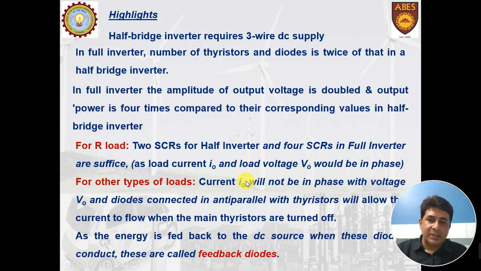So that is why I have written here that current I naught will not be in phase with voltage, and diodes which are connected in anti-parallel with these thyristors will allow the current to flow when the main thyristors are turned off, because main thyristors will be forcefully turned off. And if the main thyristors are turned off, the energy stored in the load is to be released. To provide a feedback path to that energy, these diodes are used. That is why these diodes are called feedback diodes.